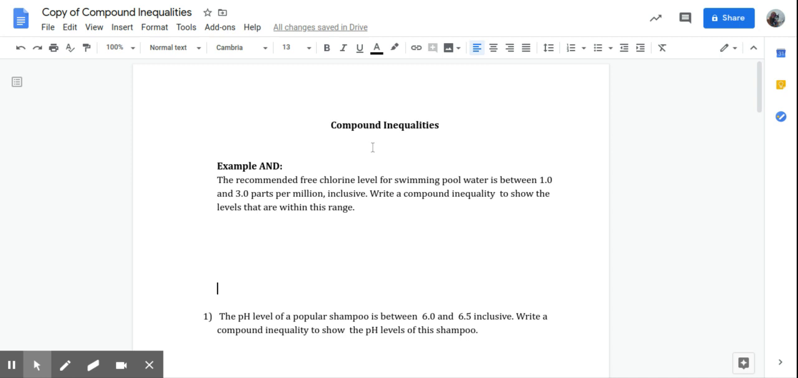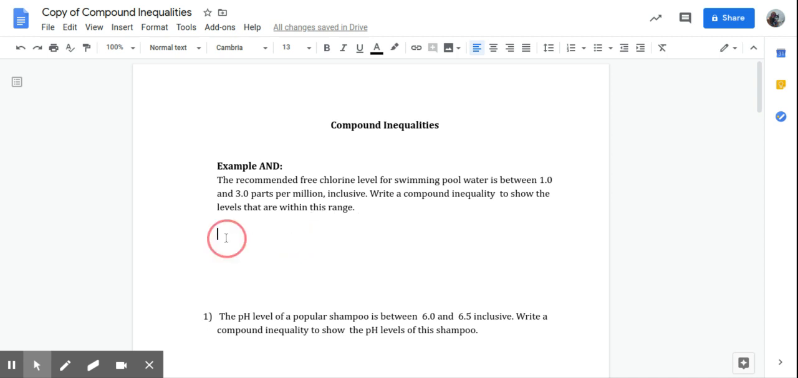So, compound inequalities. What you did was you graphed on IXL, and now you're going to take statements and turn them into inequalities. It says the recommended free chlorine level for swimming pool water is between 1 and 3 parts per million inclusive. Write a compound inequality to show the levels that are within this range. So they're telling you it's between 1 and 3. What you have to do is figure out how to write the inequality.